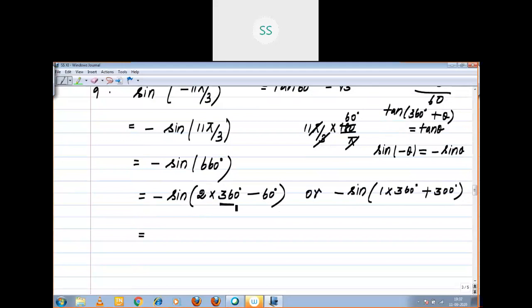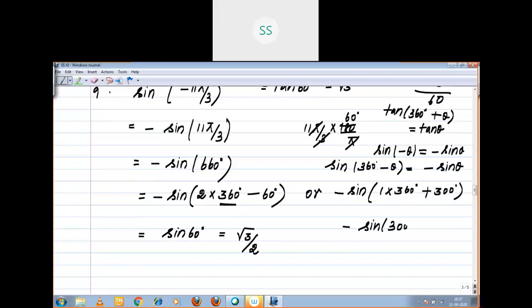Now 2 into 360, that is 360 minus theta. Sine of 360 degree minus theta equal to minus sine theta, because it is in the 4th quadrant, that is cos house. So minus into minus plus sine 60. What is the value of sine 60? Root 3 by 2.